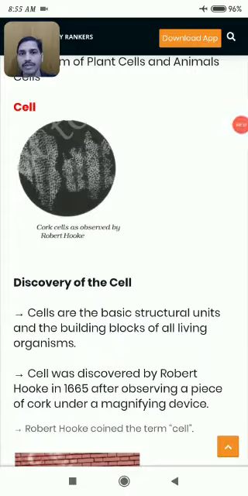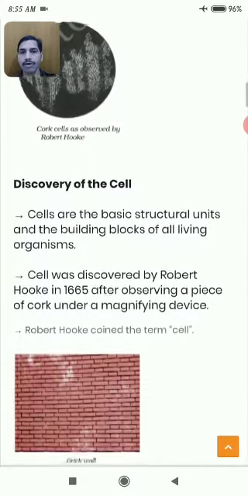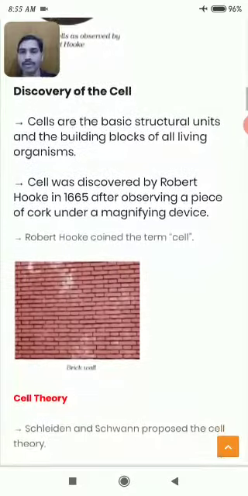At the very onset, let us discuss the discovery of the cell. Cell was discovered by Robert Hooke in the year 1665. Now let us see what cell is. Cells are the basic structural unit and the building block of all living organisms.